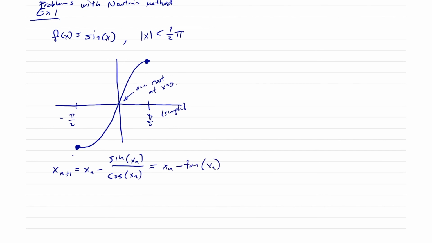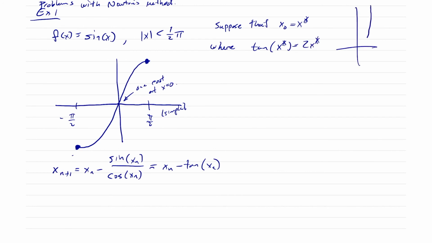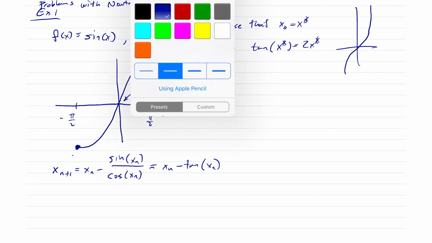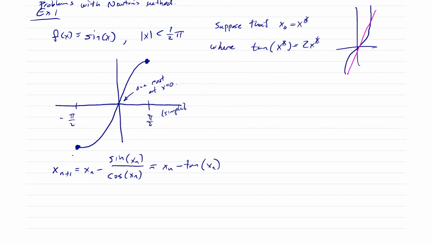Now, if we choose a point to start, and suppose that x0 is selected as this x star, where tangent of x star is equal to 2 times x star. Basically, we're looking for the intersection of the line y equals 2x and tangent.